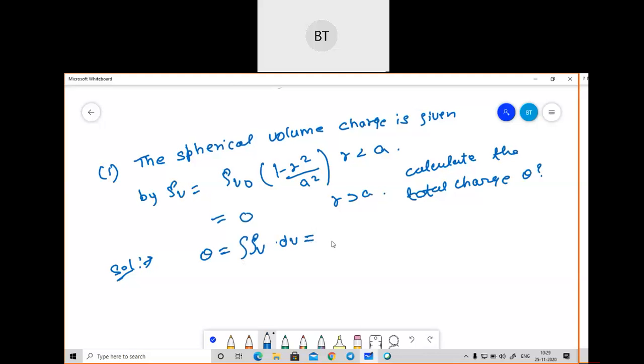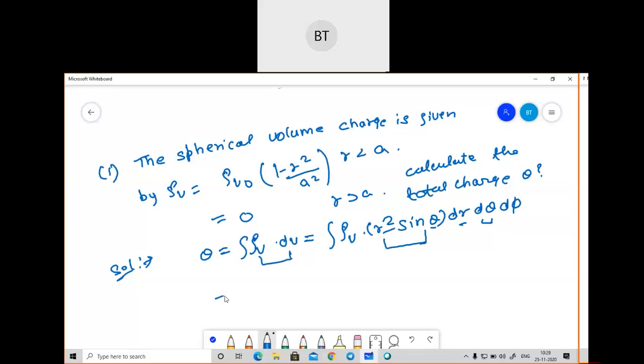If I open this, what I will get is the integral of rho v into r square sine theta dr d theta d phi. I have just applied the formula for calculating the charge for a spherical volume, and after this I opened the integration. Inside it I have written the spherical volume charge, and since we have r square, I have put dr, d theta and d phi.